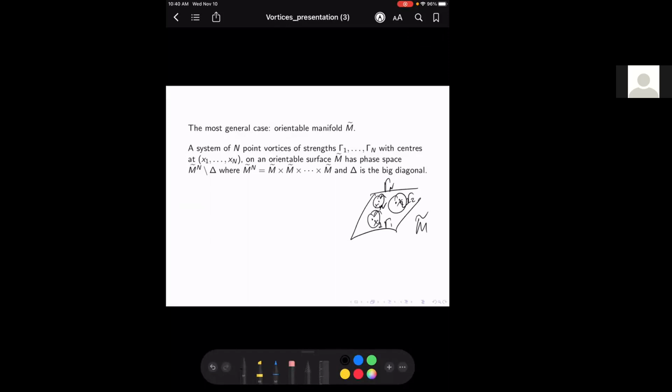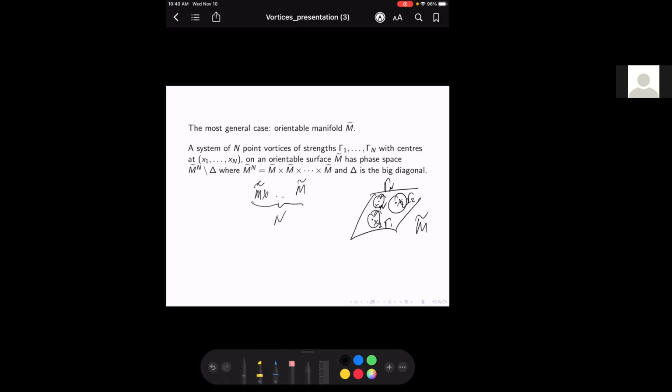Now, since we're describing the dynamics of the centers of the point vortices, the phase space has to have all the possible configurations of our system. So it automatically will be n copies of M tilde, because our point vortices can be anywhere on the manifold.